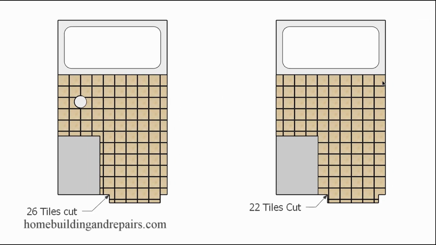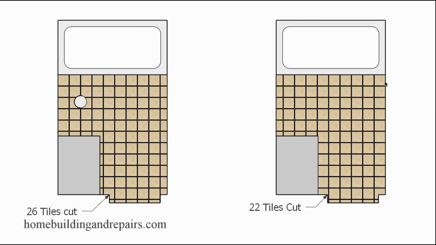In the second example, we're going to start over here at this edge. So we don't need to cut any of these tiles till we get down to here. And then we're going to go all the way across, cut the tiles in the back, around here. And here we ended up with 22 tile cuts. This is probably the method I would go with.